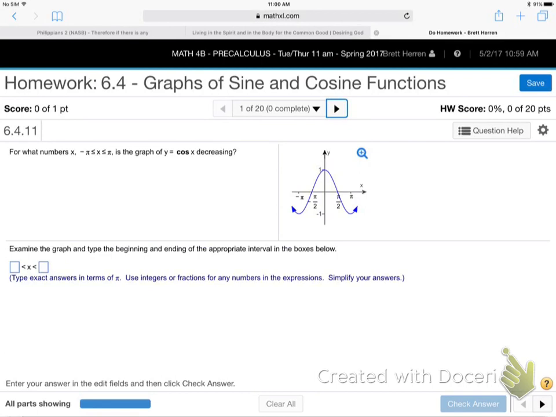Okay, so trigonometry. Basically, 6.4 is about graphing. I don't know what you remember about graphing. Let's take a look at this one. So they're giving us this graph here, and they're saying, for what numbers is the graph of y equals cosine of x decreasing? Remember, decreasing means going down from left to right.